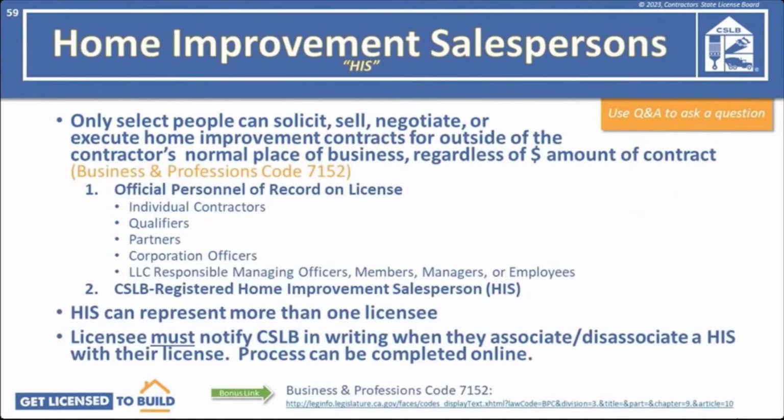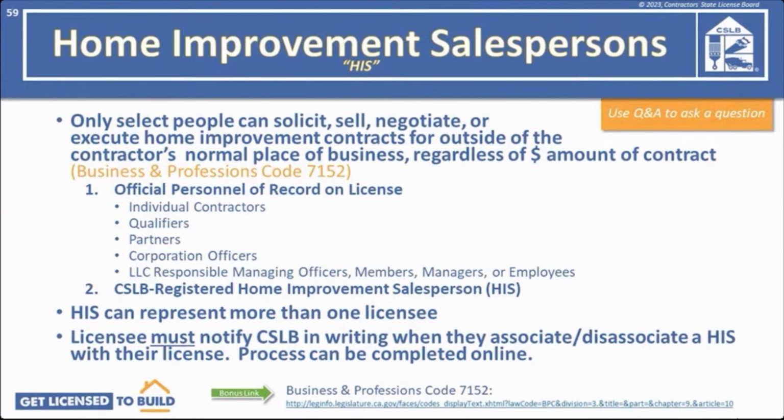Once you get your license and get to work, you might want to hire someone as a salesperson to solicit, sell, and negotiate home improvement contracts on your behalf outside of your place of business. These people are called home improvement salespersons, or HIS. Without an HIS, the official personnel of record on a license are the only ones who can solicit, sell, negotiate, or execute a contract. That includes individual contractors, license qualifiers, partners, corporation officers, and LLC responsible managing officers, members, managers, or employees. A HIS can work for more than one contractor.